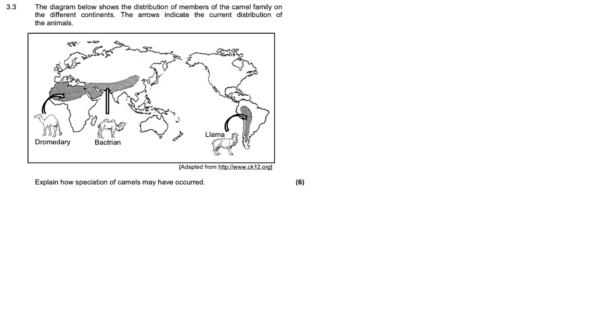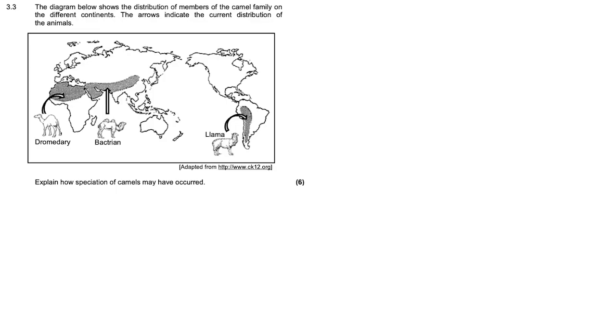So as we can see, there's different types of camels in different areas. And since they say explain how speciation may have occurred, we can use that paragraph about speciation and just alter it to our situation. Therefore, we can say the original camel population was separated into different populations due to continental drift in this case.